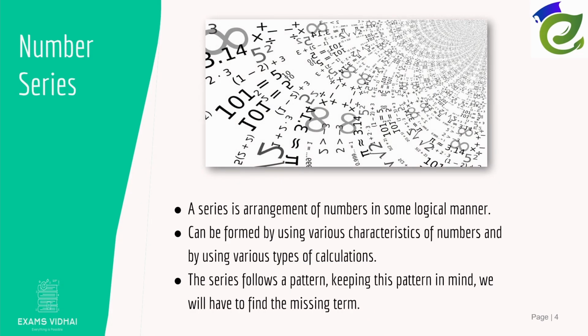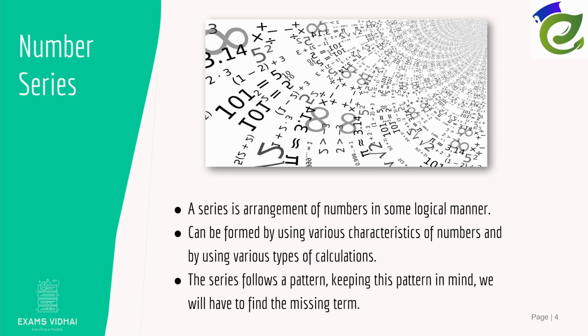So what is a number series? A number series is an arrangement of numbers in some logical manner. It can be formed by using various characteristics of numbers and by using various types of calculation. Like we can have any algorithm which defines every term of the series. The series follows a pattern. Keeping this pattern in mind, we will have to find the missing term.